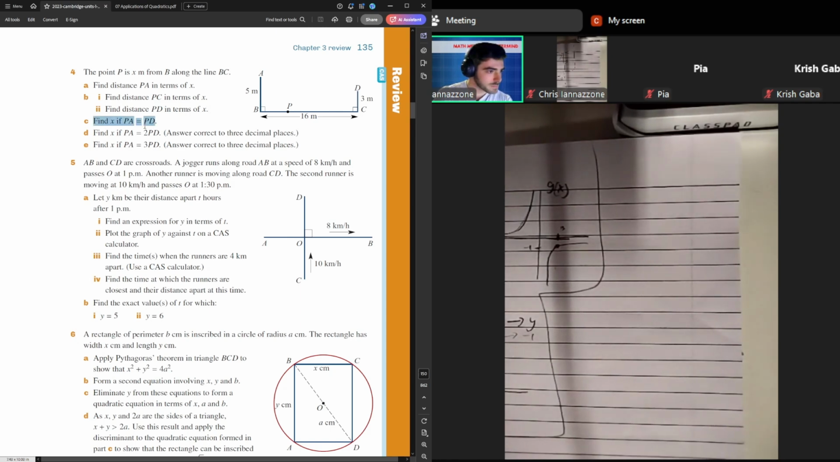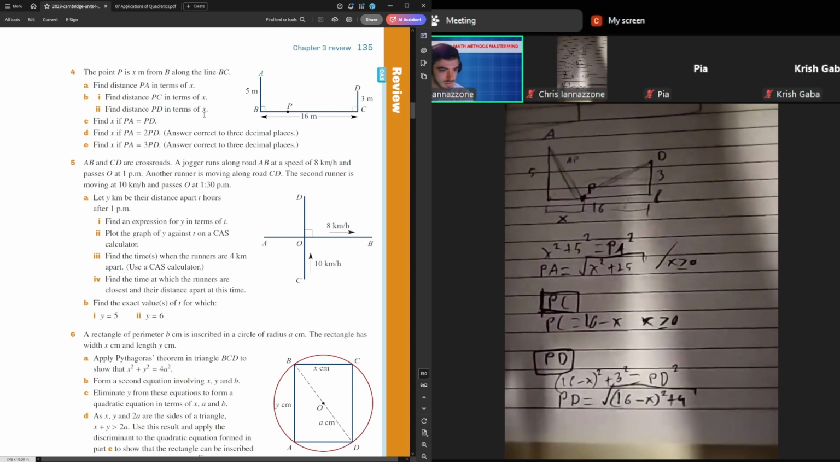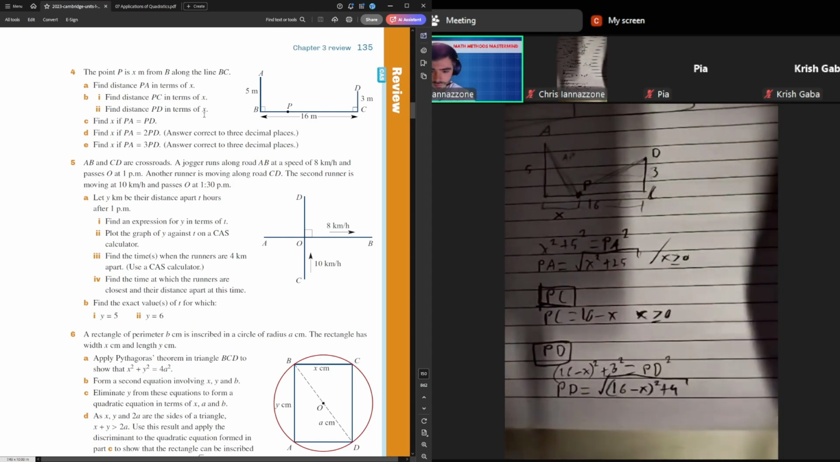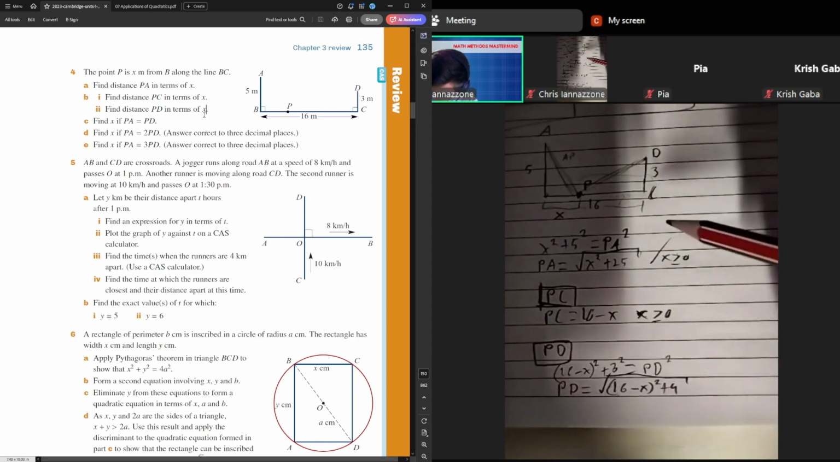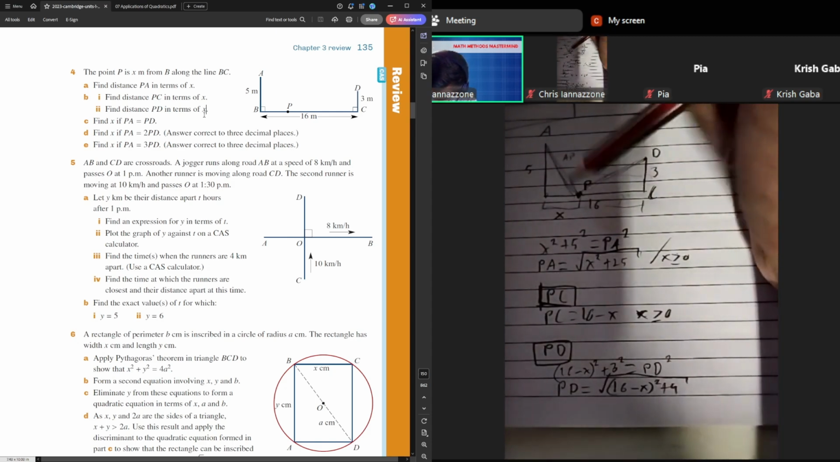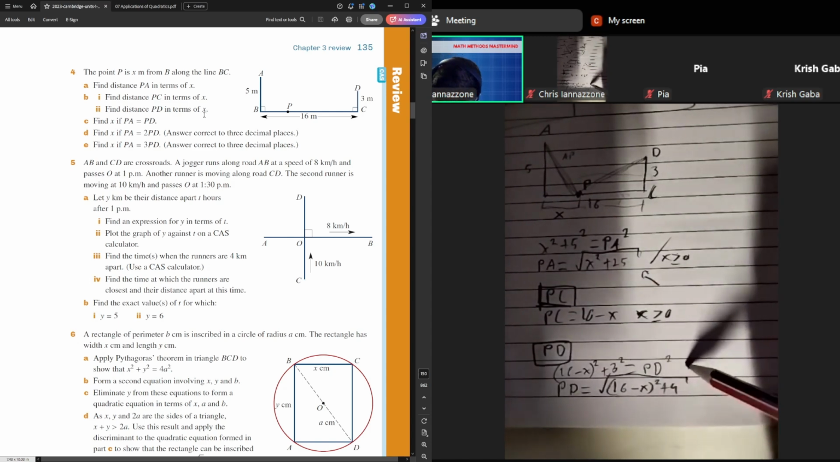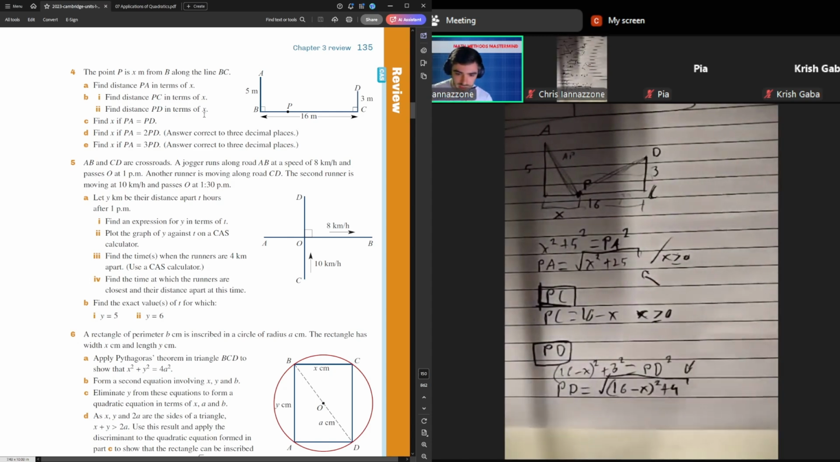Find x if PA is PD. Okay, probably shouldn't have moved the camera there. So find x if PA is PD. That's question 4C there. So we had PA, which was this one, PD, which is this one. Find x if they're the same. What might we do to start this off?